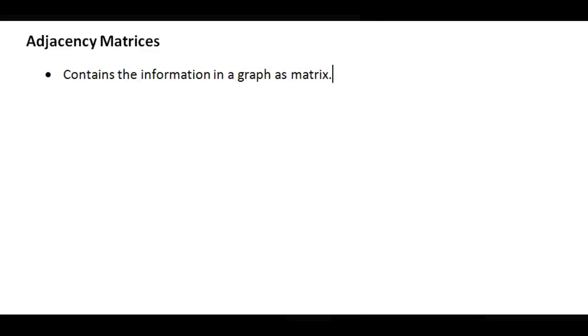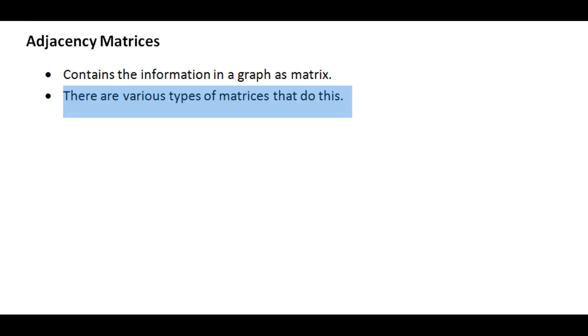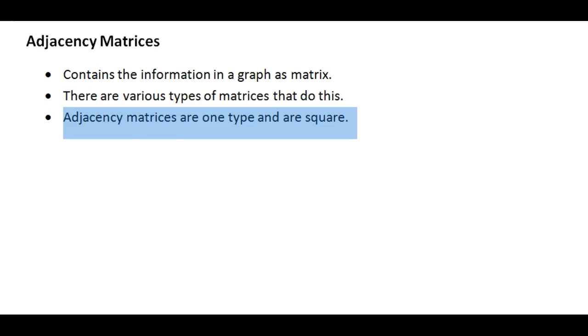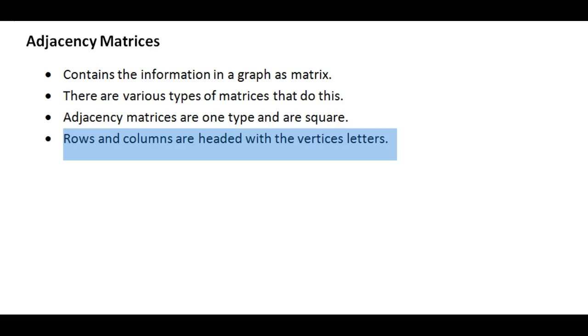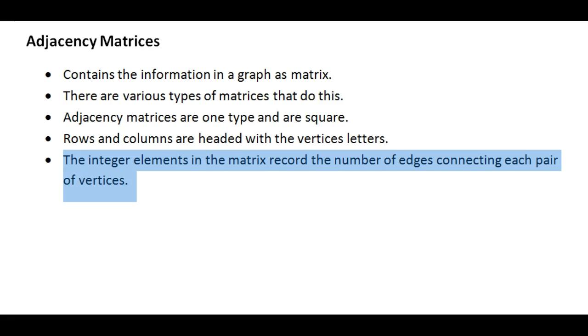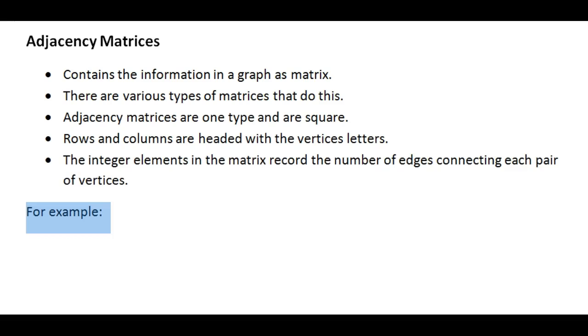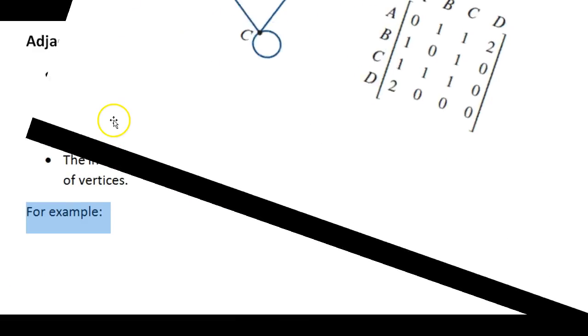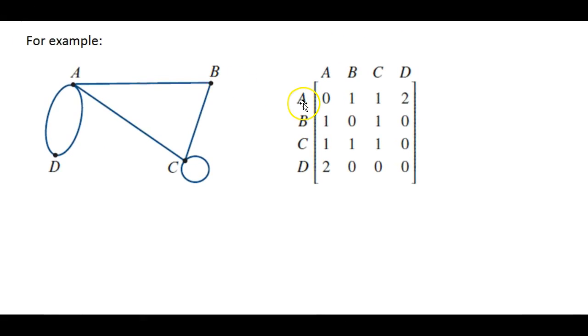Adjacency matrices contain the information in the graph as a matrix. There are various types of matrices that do this. In this work, we're only going to look at the one type, and these adjacency matrices are square matrices. The rows and columns are headed with the vertex letters. The integer elements in the matrix record the number of edges connecting each pair of vertices. For example, in this graph we have 4 vertices, so we label each row with their vertex names A, B, C, D, and each column is labeled the same.